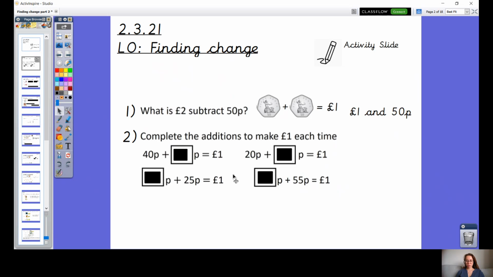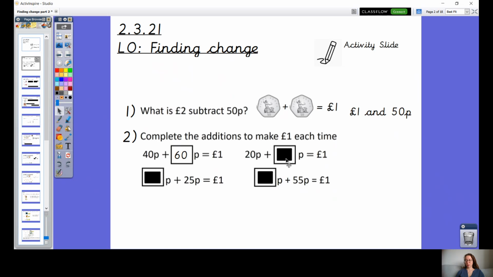Number 2, complete the additions to make £1 each time. Do you remember yesterday we were using our number bonds to 10 to help us work out these sorts of questions? So 40p and what makes £1? We know that £1 is 100p. So using our number bonds to 10, 40 and 60 make £1.